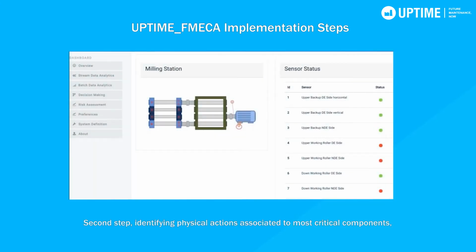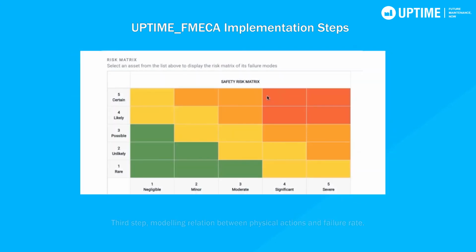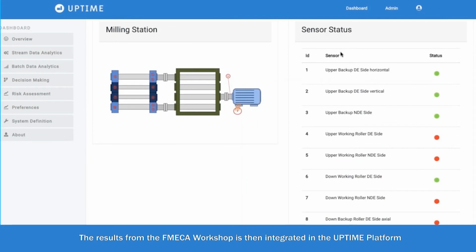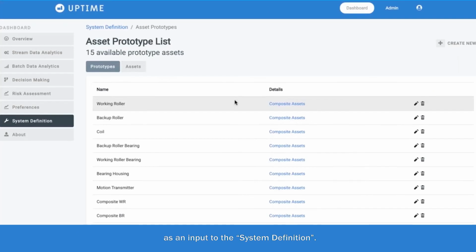Second step, identifying physical actions associated to most critical components, for instance, installation of new sensors in the milling station. Third step, modeling relation between physical actions and failure rate. The results from the FMECA workshop is then integrated in the Uptime platform as an input to the system definition.